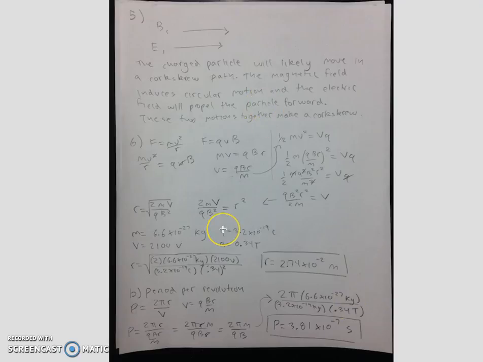And then the period per revolution. I know that the period is 2 pi r divided by v, so that's distance over speed, and doing some algebraic manipulation as well, plugging in what I know that v is simplified, I found that the period per single revolution is 3.81 times 10 to the negative 7th seconds for this particle.